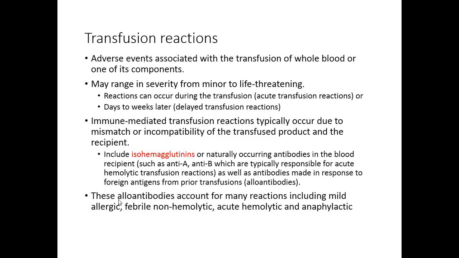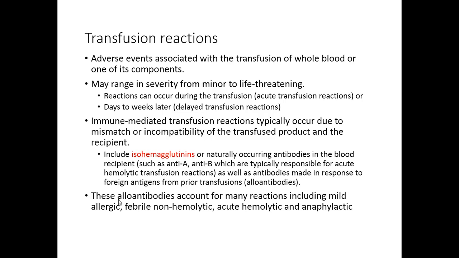So we don't produce antibodies to our own antigens, but we do produce antibodies to the antigens that we don't possess. And these antibodies are called isohemagglutinins. They're naturally occurring antibodies in the blood that are most likely produced by contact with microorganisms that have an identical antigenic determinant or epitope as humans.